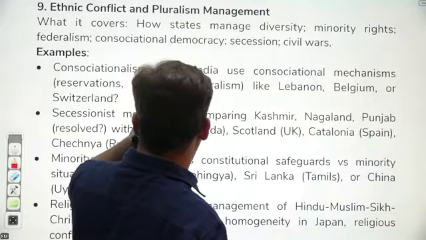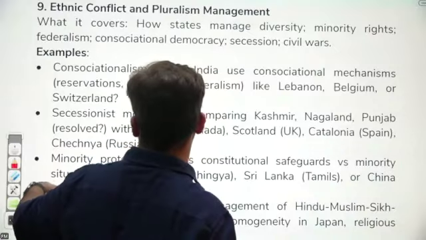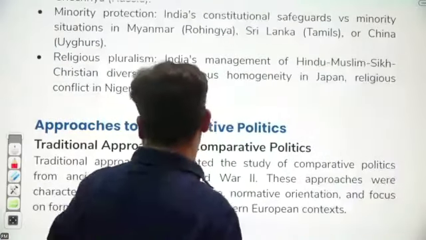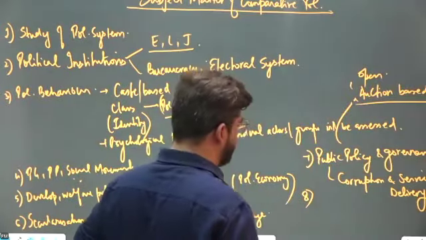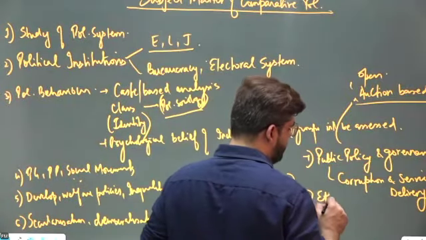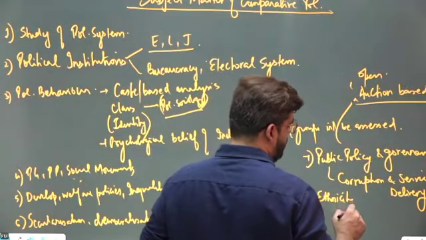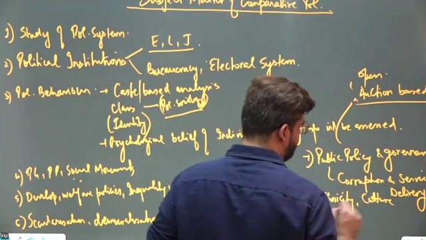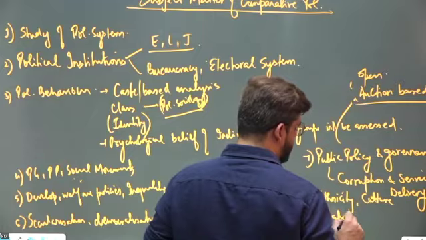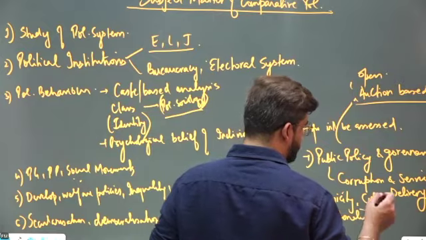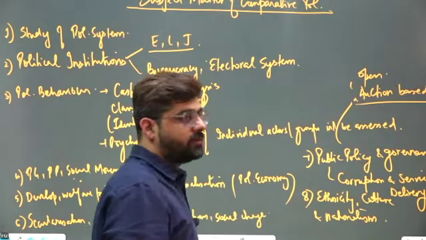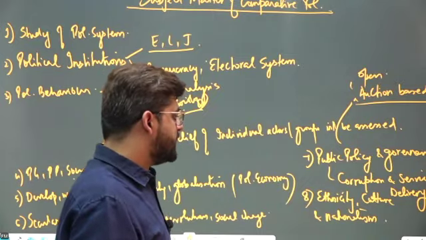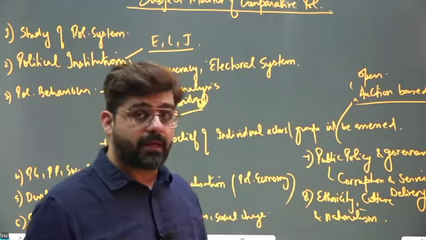This is very important. How states manage diversity, minority rights, federalism, secessionism, civil wars, because in India you see a lot of this. So this is also another part which has to do more with ethnicity, culture, and nationalism. So the next area of study is how ethnicity, culture, and nationalism impact the politics of different countries.